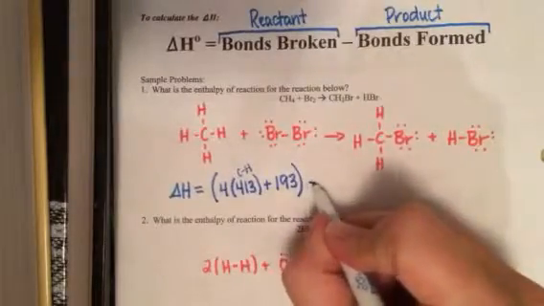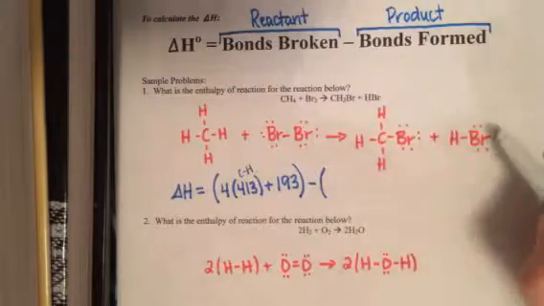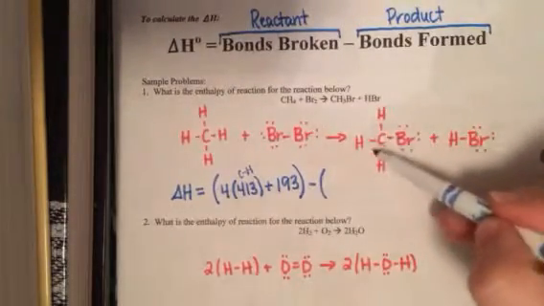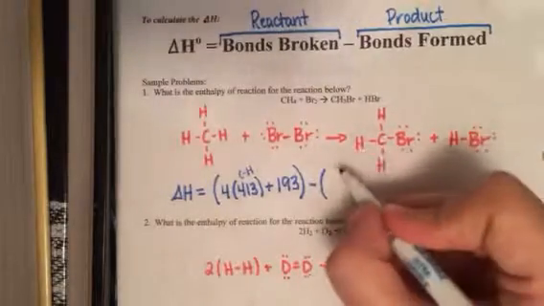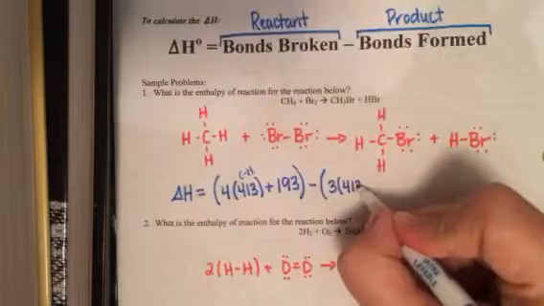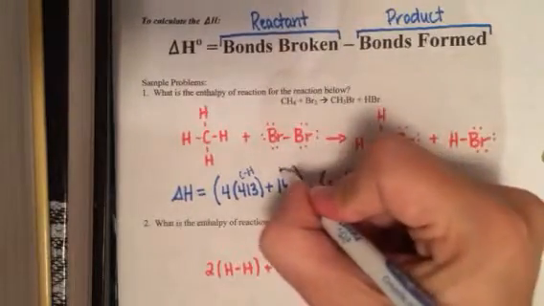Then I'm going to close the parenthesis and then minus, and start a new parenthesis for all of these bonds. It's going to be subtracting the product ones. So on the product side, I have 3 carbon-hydrogen single bonds. So I'm going to do 3 times the carbon-hydrogen single bond energy, which we looked up to be 314.